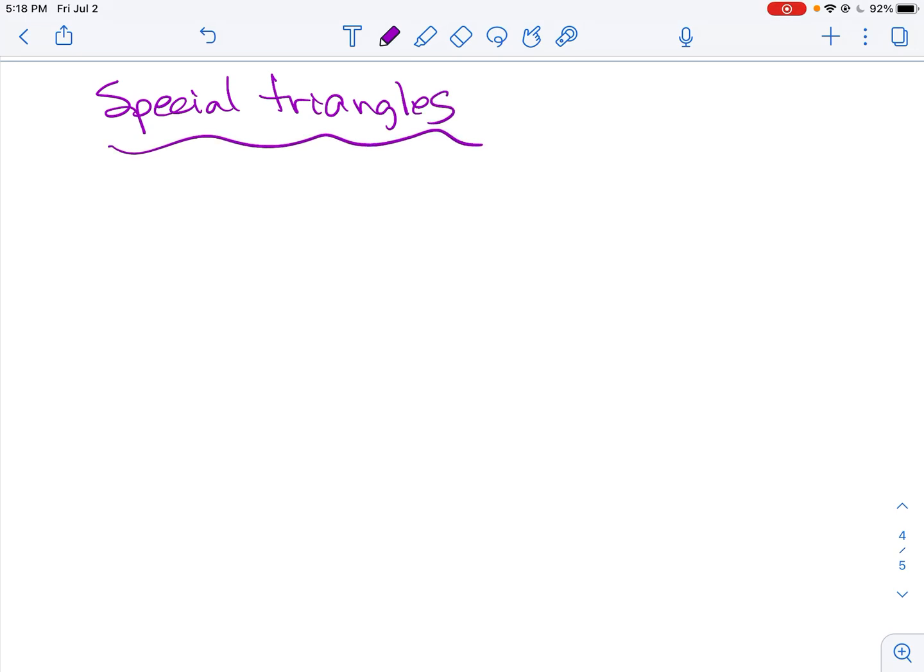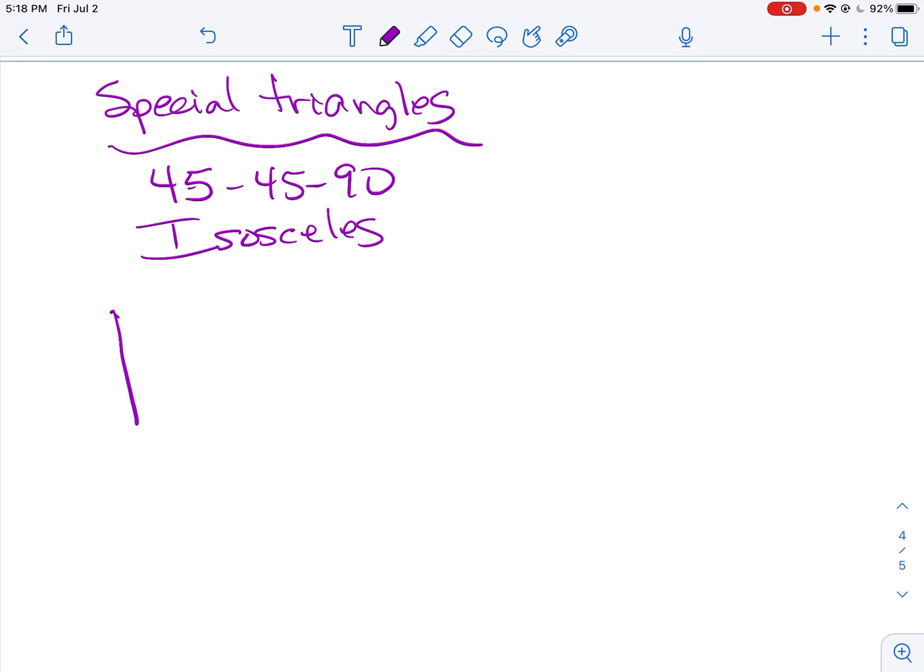Now, the next thing we talked about are special triangles. Special triangles. And today we're going to talk about a 45, 45, 90 triangle. So guys, this is an isosceles triangle. It's an isosceles because you have 45 and 45. That's going to make an isosceles triangle.